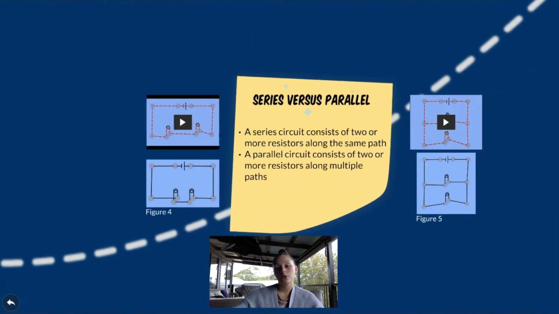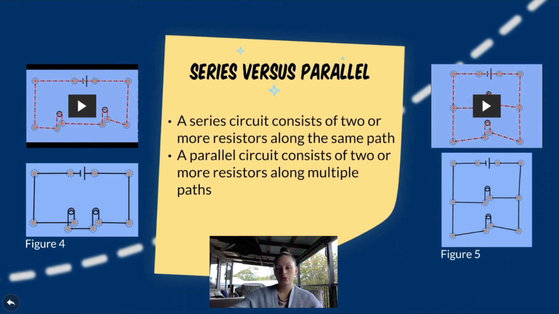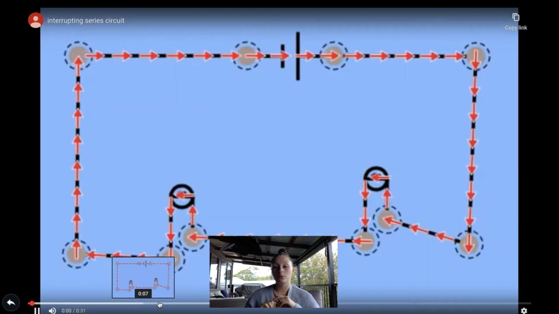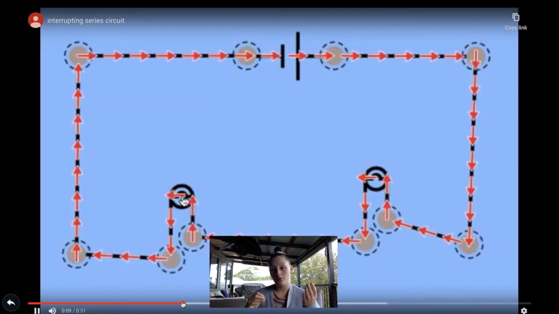We also have two other types of circuits, and they are series and parallel. But how can we tell the difference between them? A series circuit contains two or more resistors along one path, whereas a parallel circuit has two or more resistors along multiple pathways. So let's look at series first. As seen in figure 4, we can see our two light bulbs along one pathway connected to the one battery. By looking at the video, we can then see how the current flows through this circuit, which raises the problem: what happens when one light bulb doesn't work? The other one can't work.